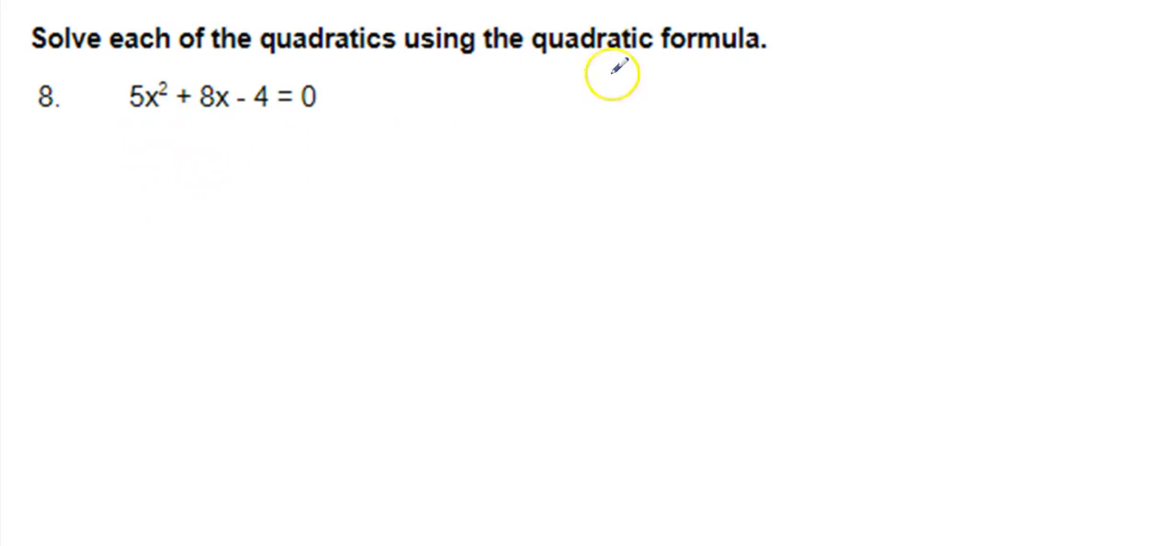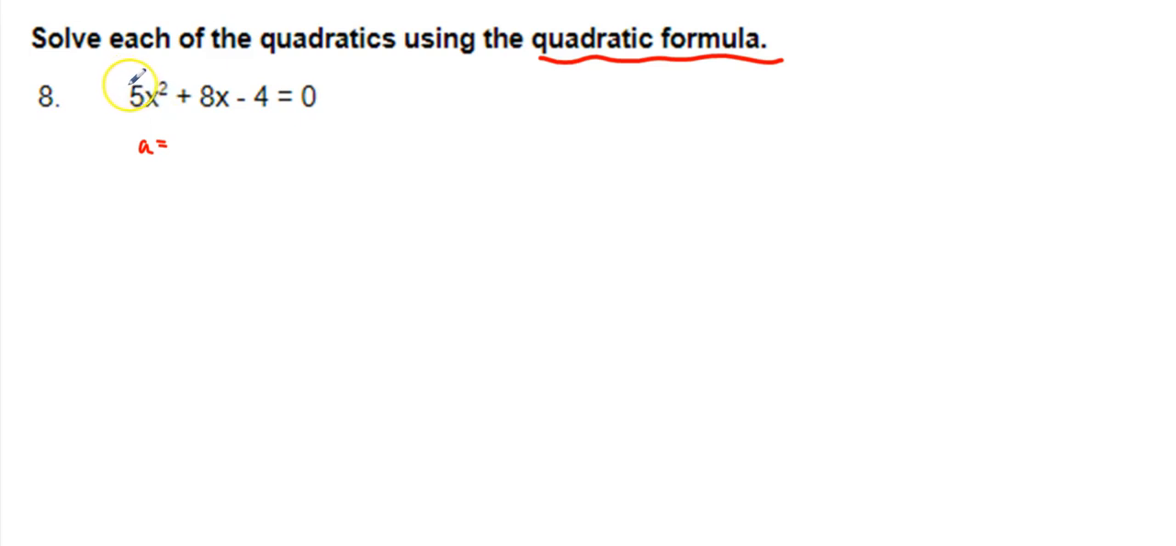Alright, on this one we want to use the quadratic formula in order to solve for x, or solve the quadratic, or in other words we're finding x-intercepts or roots for this equation that make this equation true. So let's go ahead and identify a, b, and c.